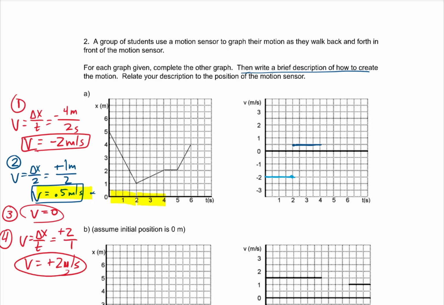And then my next chunk goes from 4 seconds to 5 seconds, and we have a velocity of 0. So for the next 1 second, our velocity is 0. And then the last chunk goes from 5 seconds to 6 seconds, and my velocity is 2 meters per second. So 5 seconds to 6 seconds, and then a velocity of 2 meters per second. And now we have a graph of velocity versus time.